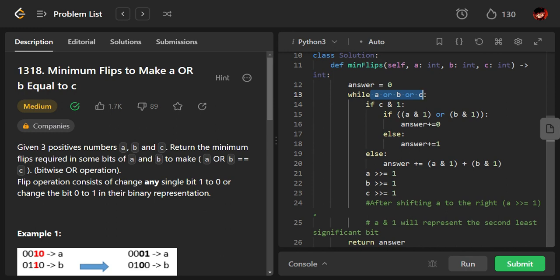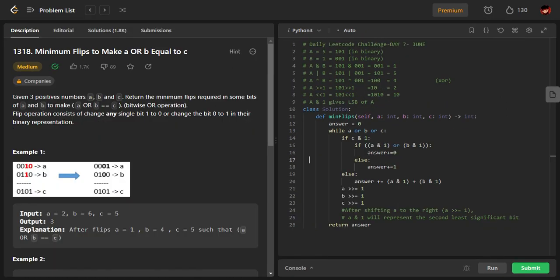So this thing will continue till we are going through each of the bits, and once all of them are dealt with, A, B, and C will become 0 after that. That is the basic idea. As I already mentioned, after right shifting A to the right, A and 1 will represent the second least significant bit, the second LSB. And finally, after calculating all the things, answer is an integer that counts the number of flips required, and finally we return that answer.